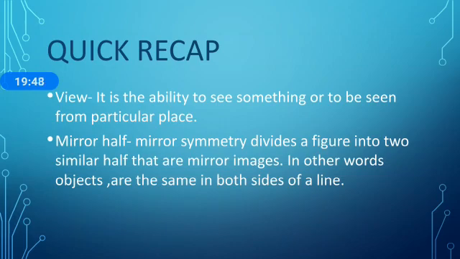I will repeat this whole paragraph for you again. First one is view. It is the ability to see something or to be seen from a particular place. Second one is mirror half. Mirror symmetry divides a figure into two similar halves that are mirror images. In other words, objects are the same in both sides of a line.